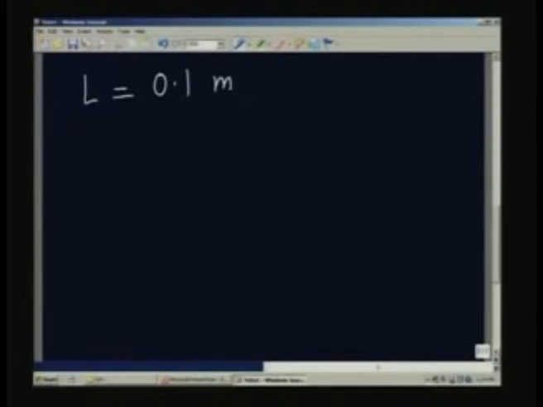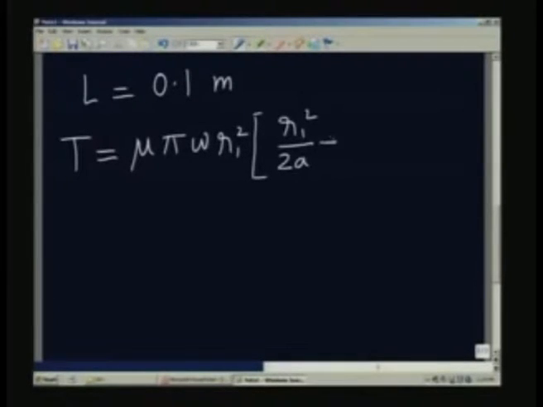Actually, the exercise is very simple now. So, the torque T, I have already given the expression in the previous lecture. I am just going to write down that expression. It is given by mu pi omega R1 squared multiplied by R1 squared by 2A plus 2 R2 L by B. So, it is very straightforward.